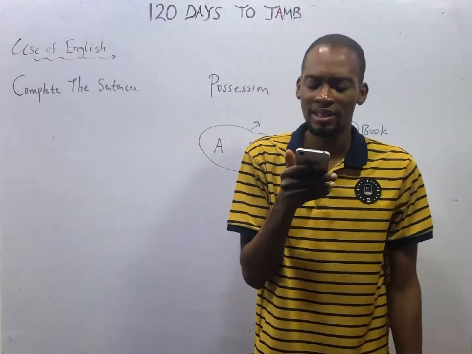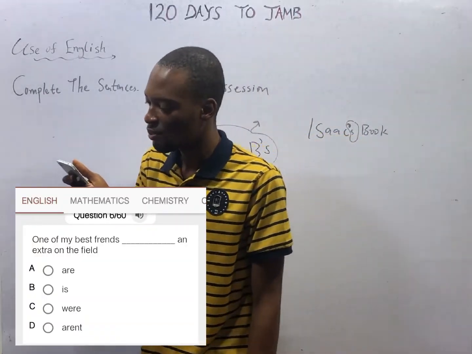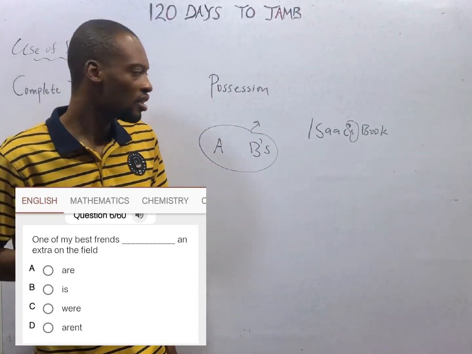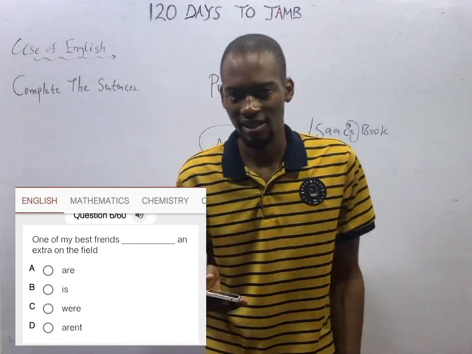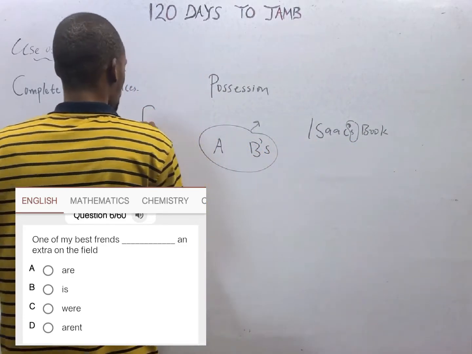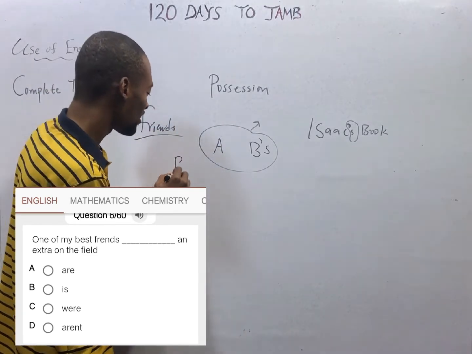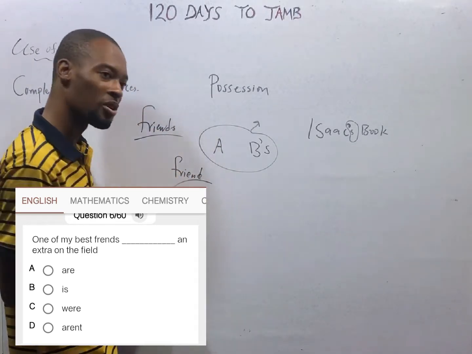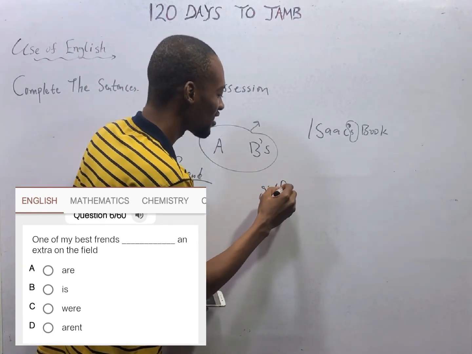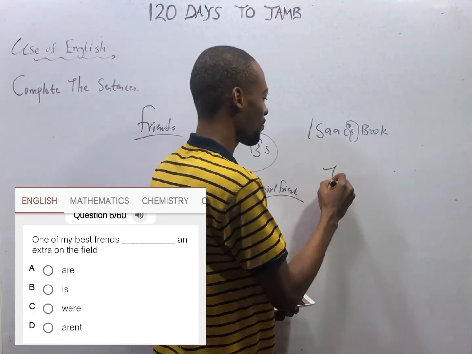One of my friends dash an extra on the feed. A. Are. B. Is. C. Where. And D. Aren't. If I say one of my friends, first of all, one of my friends is correct. Don't say one of my friend is here. That is wrong. Don't say one of my girlfriend is here. No, don't say one of my teacher is here.